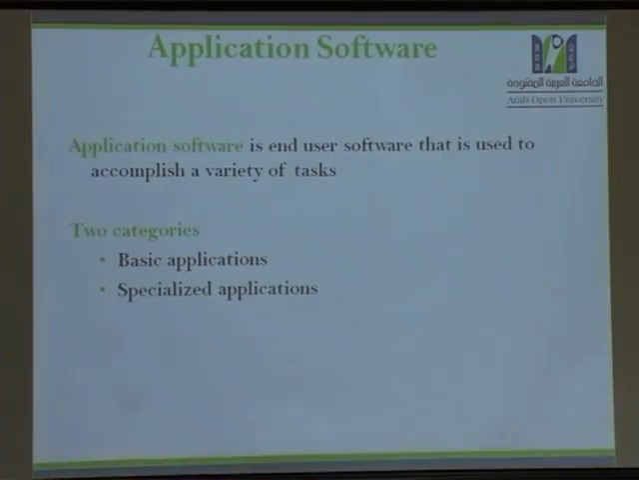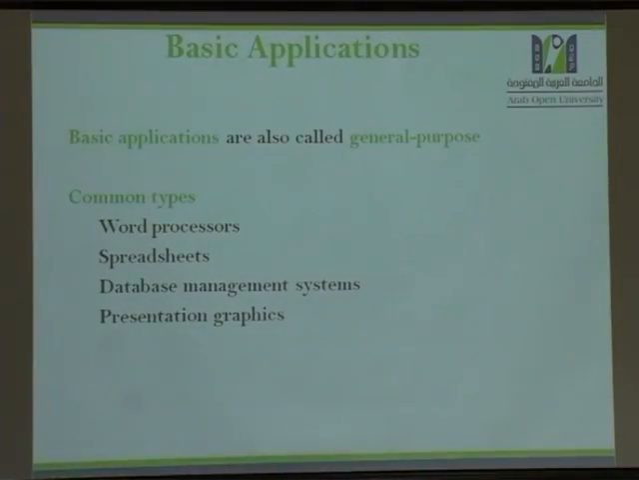Okay, so all of this package holds a number of applications, called basic application programs. They can be found in any computer. So application software is end user software that is used to accomplish a variety of tasks. There are 2 major categories of application software, the basic application and the specialized one. The basic is also called general purpose, because we have some common types of these basic applications.